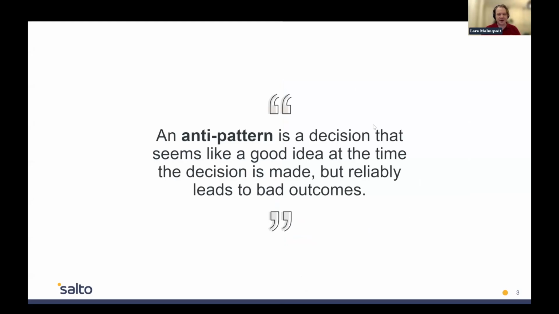Now, let's get started. So what is an anti-pattern? The way that I like to think about it is, we know what a pattern is. A pattern is a good architectural blueprint that we can follow to achieve a certain goal. An anti-pattern is something that looks like a pattern. It looks like a good idea at the time that you make the decision to follow it, but it reliably leads to bad outcomes. And that's how it's different from what you would say are typical, just bad practice, right?